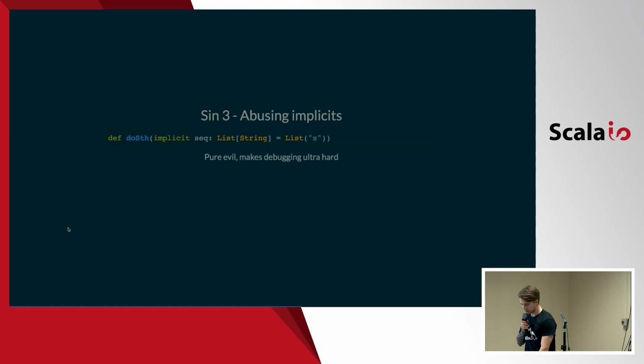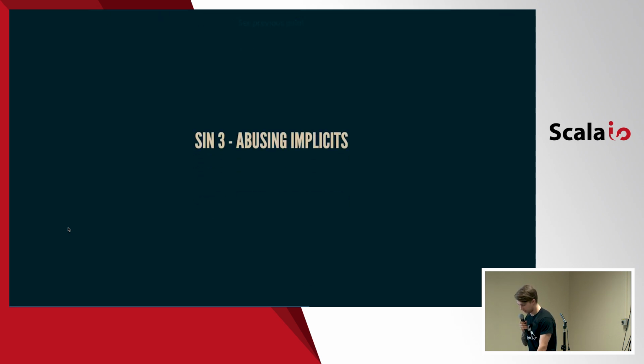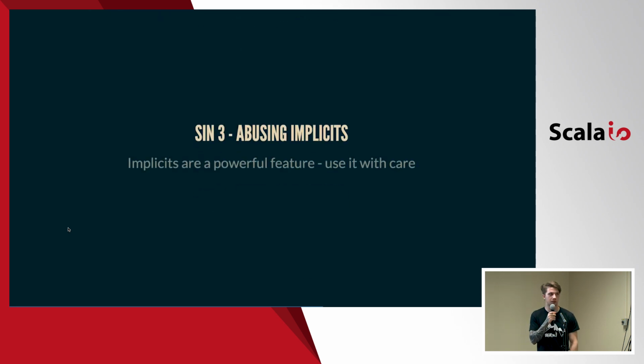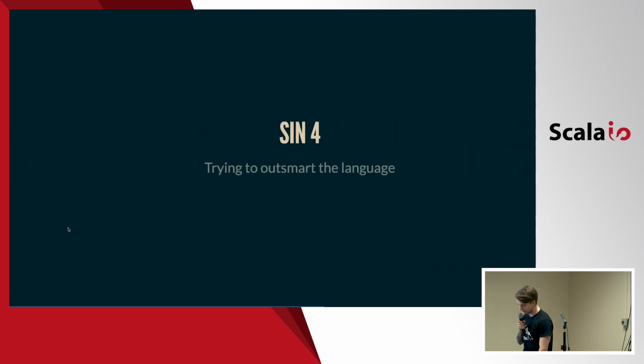This one is basically the same with default parameters. It's pure evil and it really makes debugging a pain. You know what kind of pain, but I can't say it. So to solve that problem, just see the previous point. To sum up, implicits are a very powerful feature, and you should always think about the consequence of using it, because with great power comes great responsibility.